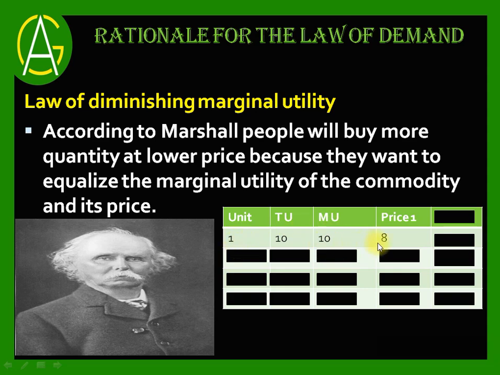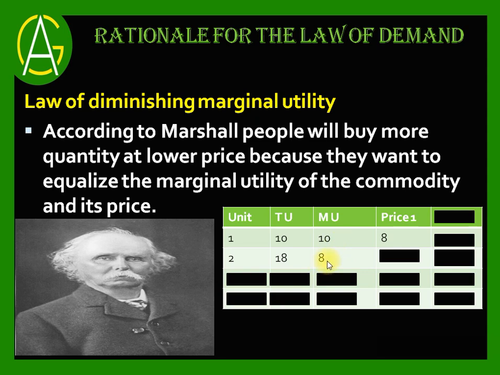Now let us compare. If a person spends 8 rupees and he gets satisfaction worth 10, it means that he is in benefit. He is getting a benefit worth 2 rupees. So he will again purchase a second unit because he is in benefit. When he purchases the second unit, he gets total utility of 18 rupees. What is the marginal utility? Marginal utility will be 8, because the additional unit has given 8 units of additional utility.